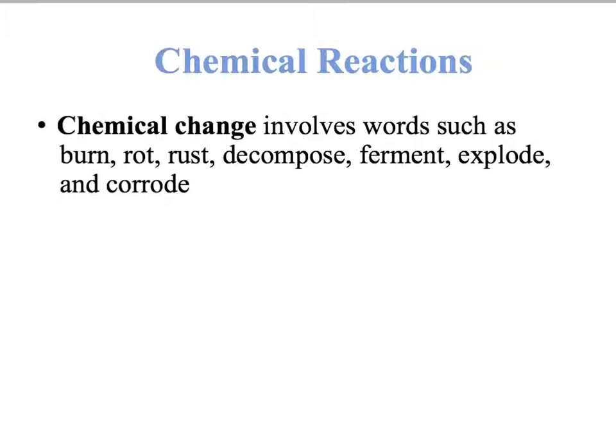So when you take iron and you set it out and expose it to air, it's going to do what? It's going to rust. So when it rusts, it no longer is iron. It's now become iron oxide. So that is a chemical change that is occurring.